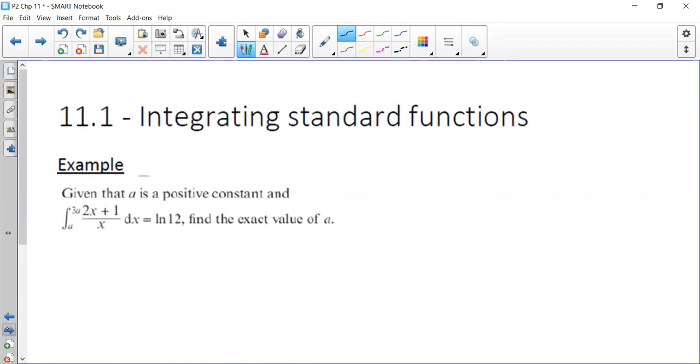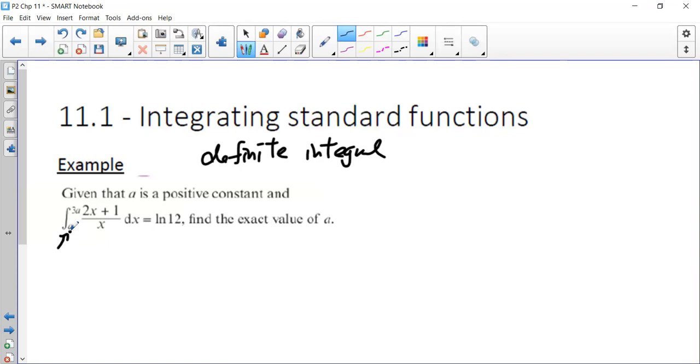Okay, next example. This time we are going to integrate with a range. We call this a definite integral. A definite integral simply means we're integrating with a range. In here, you can see a and 3a. It's called definite because when we integrate, we'll get a numerical value. We are working out an answer, so that's why it's definite.